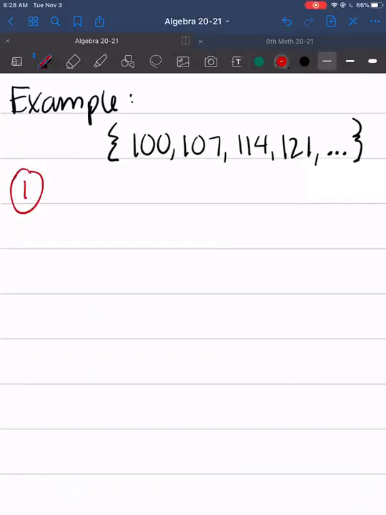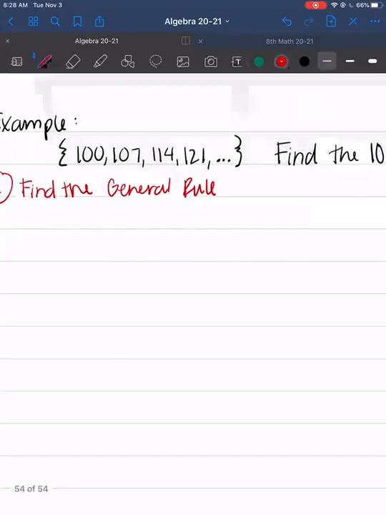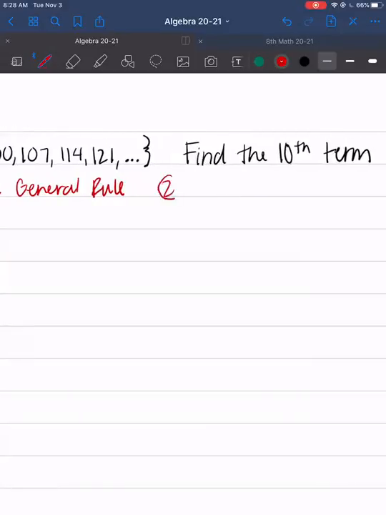First, we're going to find the general rule. And what that is, is taking our recursive form or our explicit form and substituting in what values we know, like our A1 we should know, and our common difference we know. Then step 2 is to find the term that we want. So there's 2 steps that we're going to be doing on this.